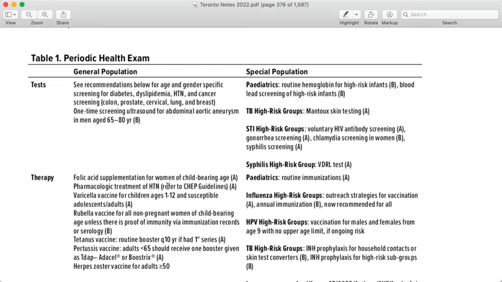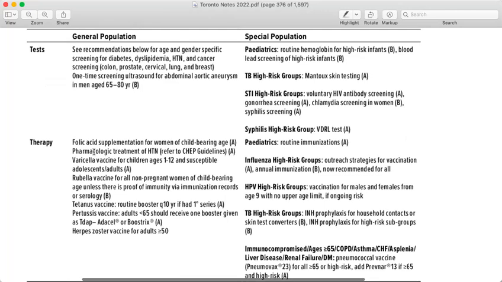Then coming to the therapy, folic acid in the childbearing is given in everyone. Pharmacological treatment of HTN should be given to all of those people who have HTN. Risk factors, varicella vaccination should be discussed in everyone who is susceptible, especially in the indigenous population. Rubella should be discussed with everyone, especially in the non-pregnant woman, because you don't give live vaccination in the pregnant one. Tetanus routine booster, pertussis less than 65. Tdap and tetanus should be discussed with everyone, especially in the pregnant female. Then herpes zoster vaccination after the age of 60, like more than 50 years.